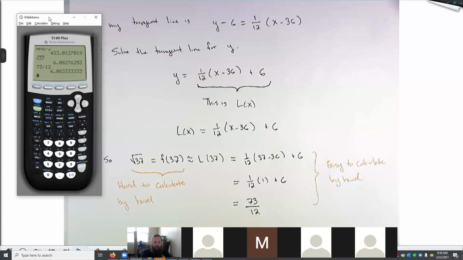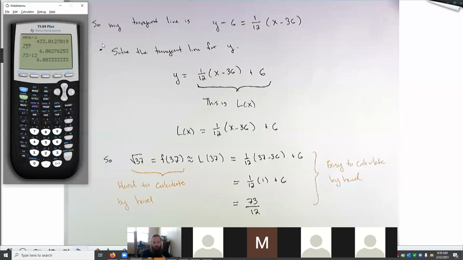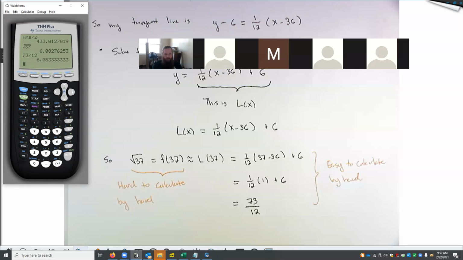You guys feel like you're understanding kind of the point here and the mechanics? Are there any questions you'd like to ask about what we just did?